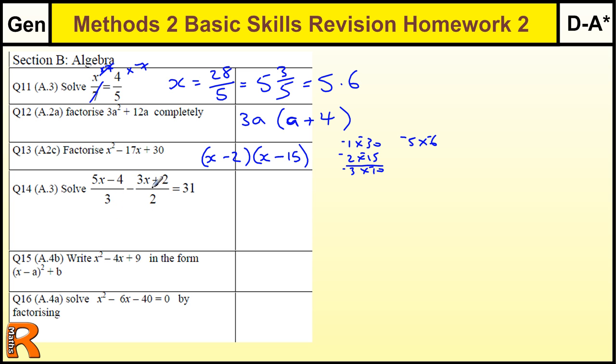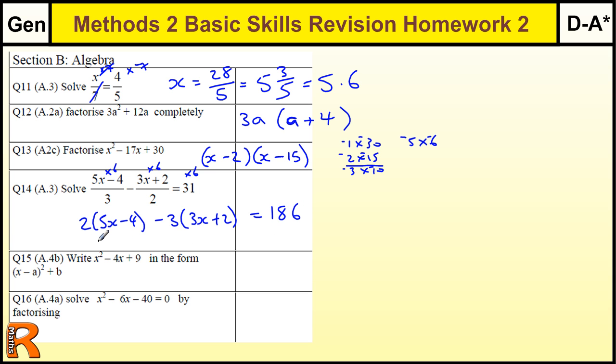If we find a number that multiplies throughout to get rid of these numbers on the bottom, such as 6, and we times each part of each bracket by 6, then we get 6 times this first bracket. 6 divided by 3 is 2, so we've got 2 lots of 5x minus 4. Take away 6 divided by 2, which is 3 lots of 3x plus 2 in a bracket, equals, and this is the bit that most people forget, multiply this side, 6 lots of 31, which is 186.